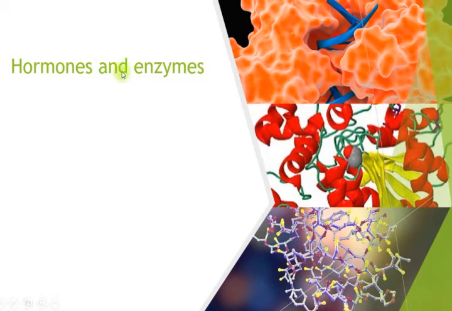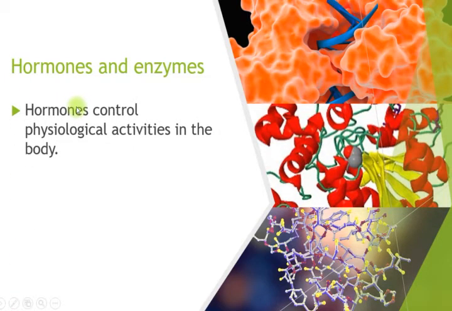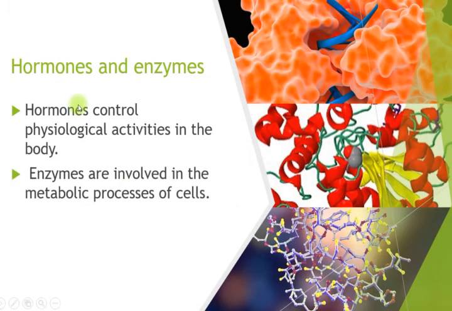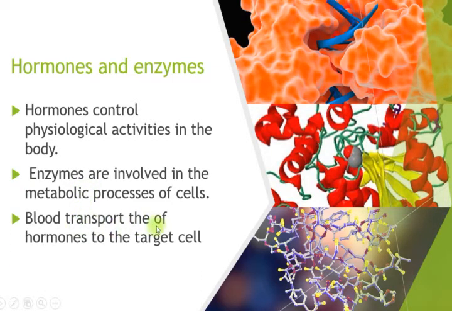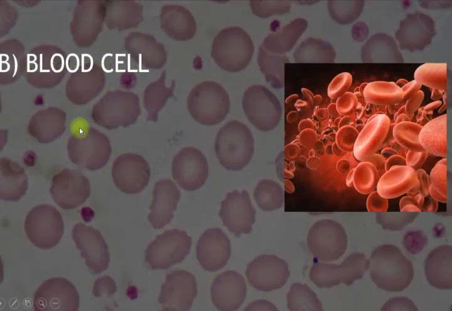And hormones and enzymes are also components of the blood plasma. Hormones control physiological activities in the body. In the next topic, we are going to learn about the hormones. Enzymes are involved in the metabolic process of cells. Do you still remember the enzymes? Enzymes are involved in digestion. The blood transports the hormones to the target cells. So that is the components of the blood plasma.